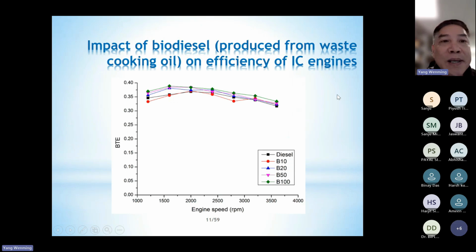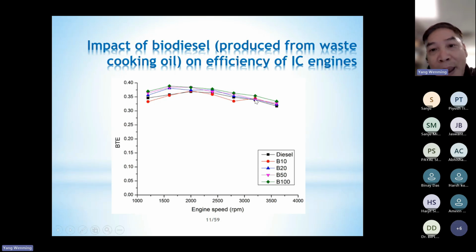Okay, so here we show you the impact of the biodiesel on the efficiency of the SI engines. This biodiesel was produced from waste cooking oil. You can see here the pure diesel fuel, fossil diesel, and this one is 100% waste cooking oil. So you can see this biodiesel actually has a higher efficiency, correct?